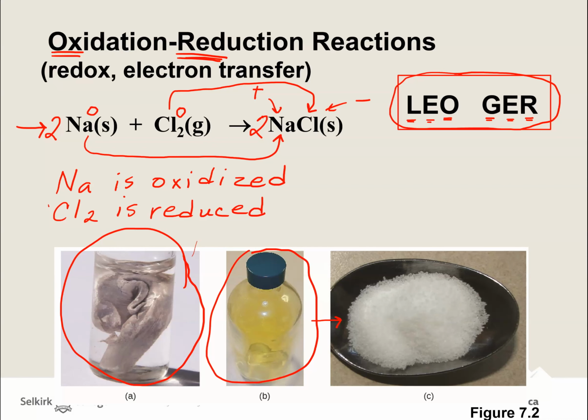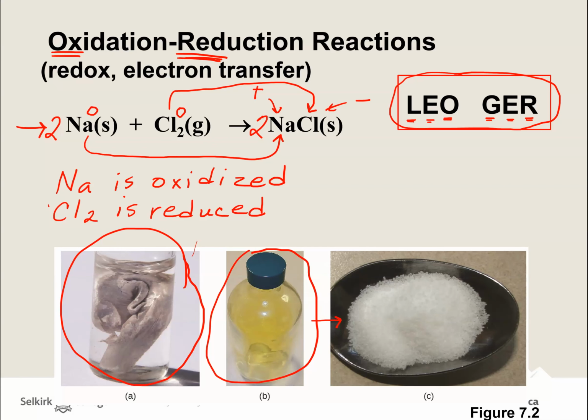Now, some of you learned Leo says grr. You might have also heard OIL RIG in high school. Oxidation is loss, reduction is gain, whatever works. You know me by now, though. I don't like tricks. I'll tell you a better way to know very, very soon, but we got to start somewhere. Now, one more thing on this slide.